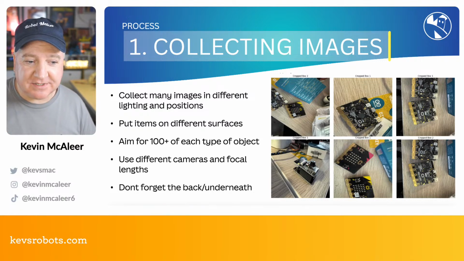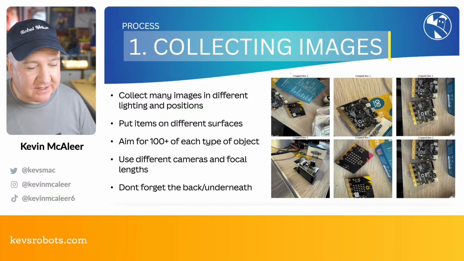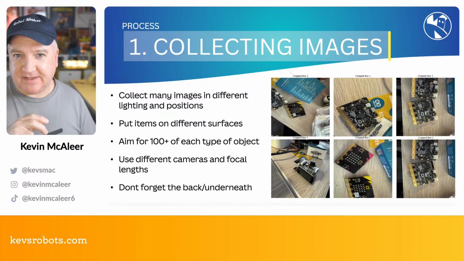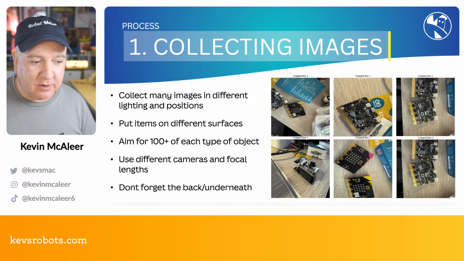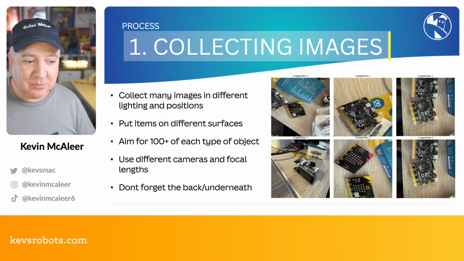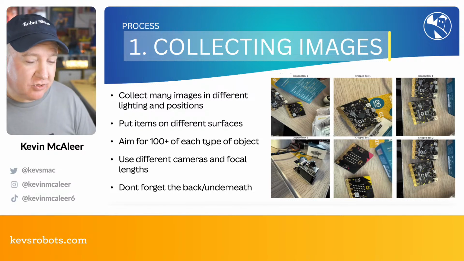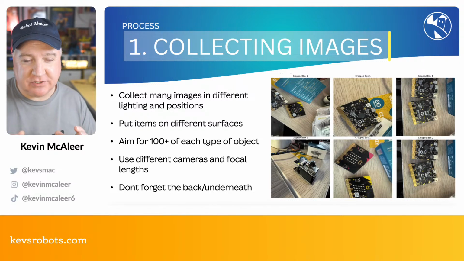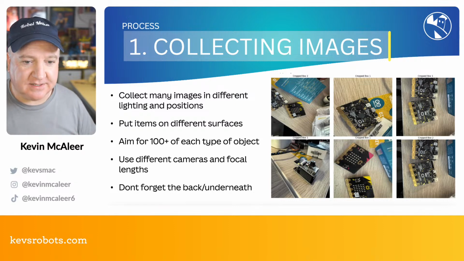Use different cameras, different focal lengths, different lighting conditions. I found when I was testing this in low light, it didn't really work very well, so I'll need to take some more samples in lower light. And different focal lengths and different cameras will also give you a better model. And we're not looking for 4K images either. We're actually going to squash these images down to quite a small size.